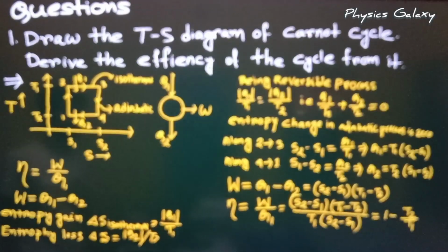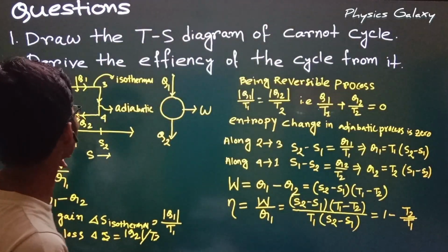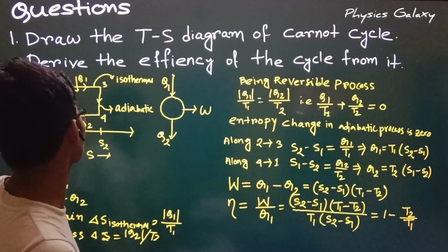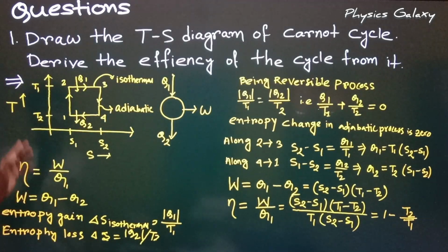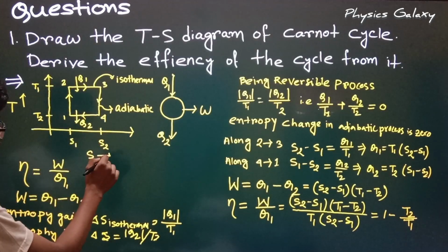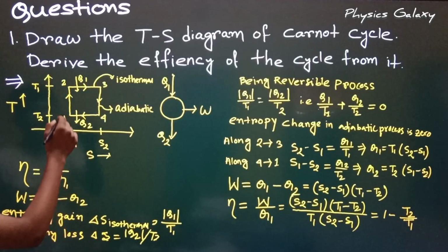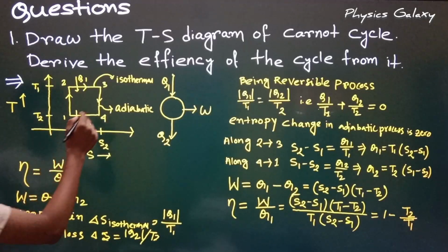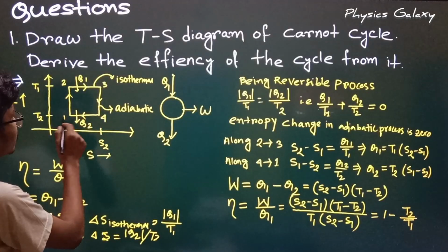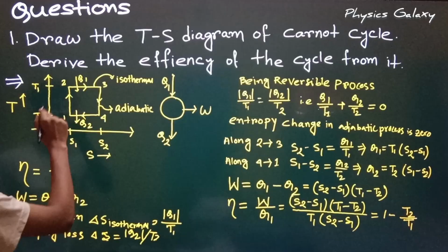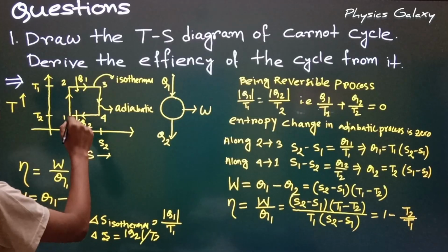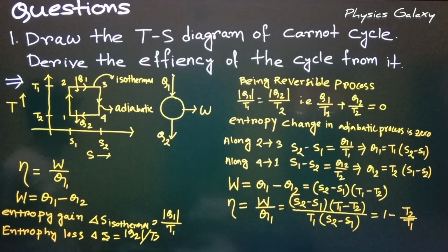The first professor asked me a question from thermodynamics: draw the TS diagram of the Carnot cycle and derive the efficiency of the Carnot cycle from it. So, we know this is the TS diagram of a Carnot cycle, where T1 is the temperature of the source, T2 is the temperature of the sink, paths 2 to 3 and 4 to 1 are isothermal processes, and 1 to 2 and 3 to 4 are adiabatic processes. Q1 heat is absorbed and Q2 heat is ejected into the reservoir.